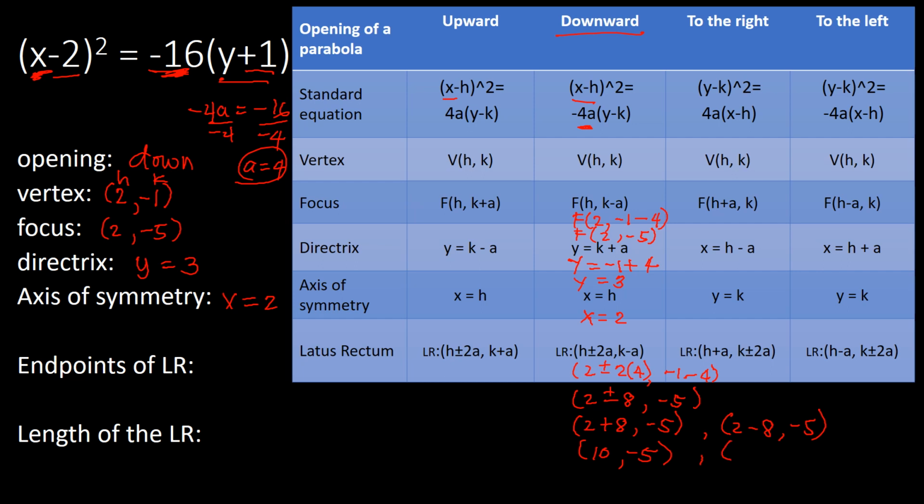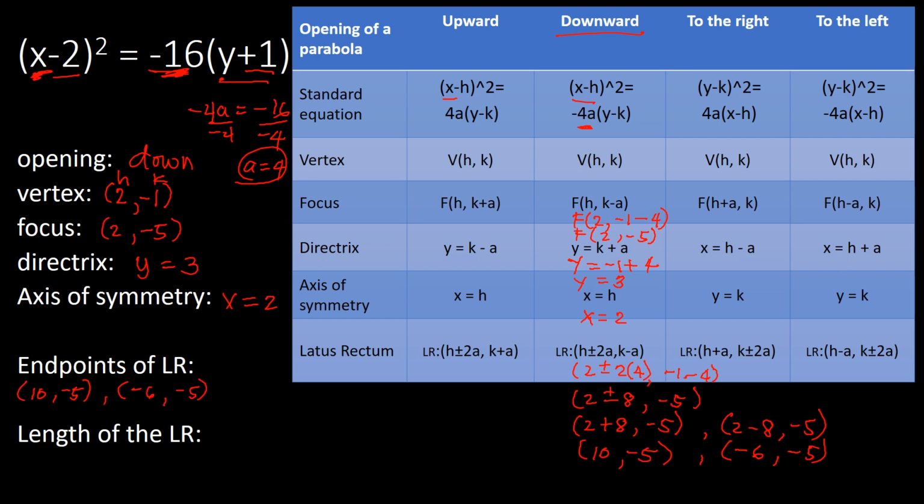This is a smaller number subtracted from a bigger number, so that should be negative. And then 8 minus 2, that's 6. So we have negative 6 for that one, and then negative 5. So these are now the endpoints of the latus rectum. So we have 10, negative 5, and then we have negative 6, negative 5. This may come in any order.